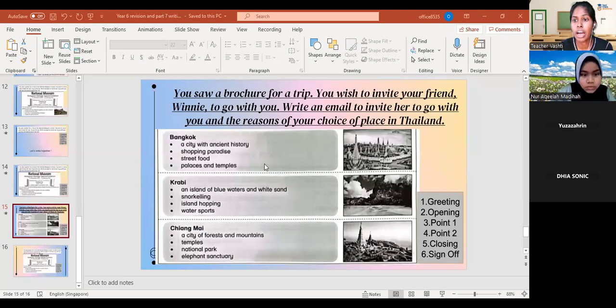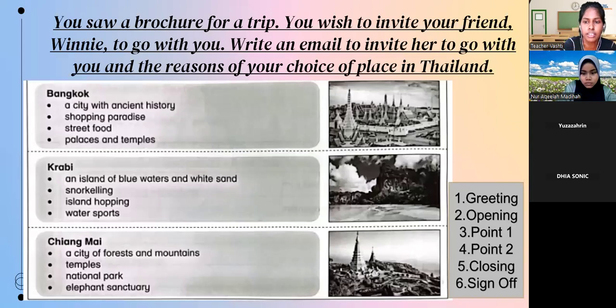I want answers in the chat box. This is your question. Make sure you follow number 1 to number 6. That's what I'm going to look for. Cikgu akan cari kamu ada tak number 1 to number 6. So Akila, Madiha, can you read for me the instruction first? Baca dulu soalannya.